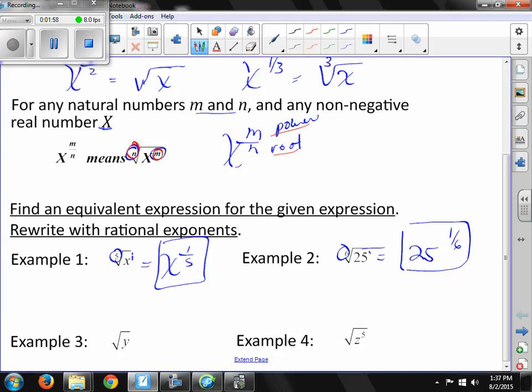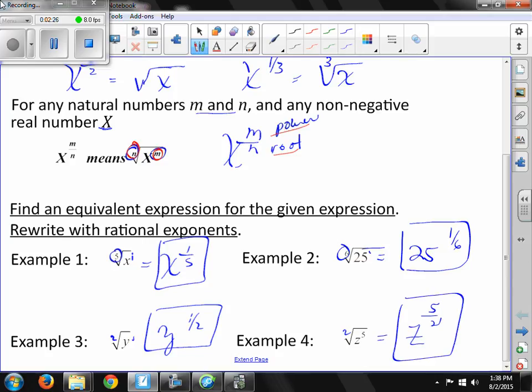When we have the square root of y, if there is no index showing, it's understood to be a 2. The power is a 1, so this would be y to the 1/2 power. Z to the 5th, that's understood to be a square root of z to the 5th. Now, where does the root go? It goes on the bottom, just like the root of a plant is on the bottom. The power is 5 and the root is 2, so it's z to the 5/2.